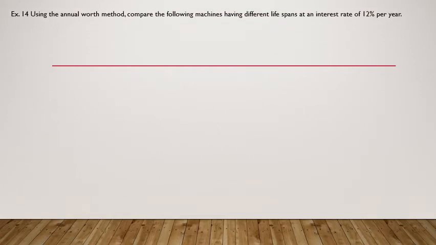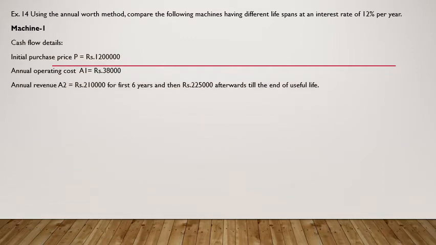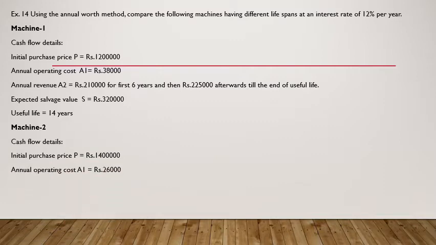Let us continue our discussion on annual worth method. We have another problem wherein there are two machines given, the details of cash flows, their life, everything is given here, and machine 2's details are as shown. What is required is we need to compare them based on the annual worth method and identify which machine is better at 12% rate of interest.